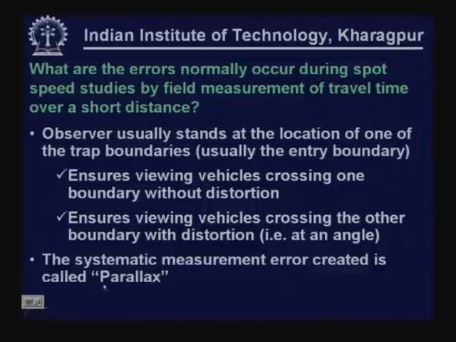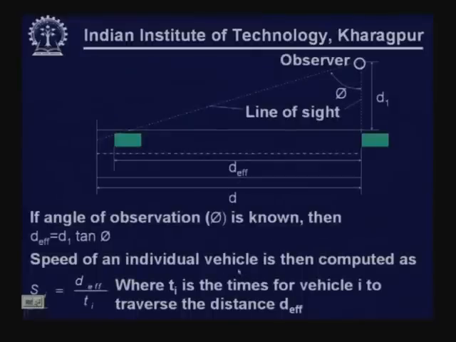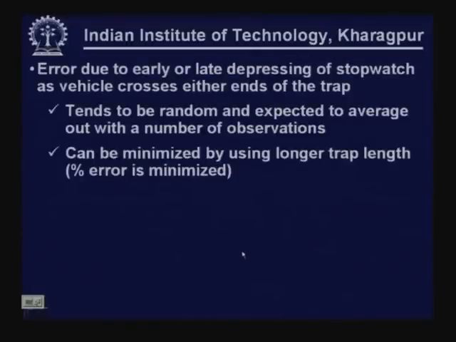One is parallax, which is a systematic error and which may be removed easily. The other is basically due to early or late depressing of the stopwatch. Of course, this tends to be random and is expected to average out with a number of observations. And also this error may be minimized, at least the percentage error is minimized, by using a longer trap length when you are carrying out a spot speed study. So, obviously, there is a limitation to what extent you can increase the trap length.